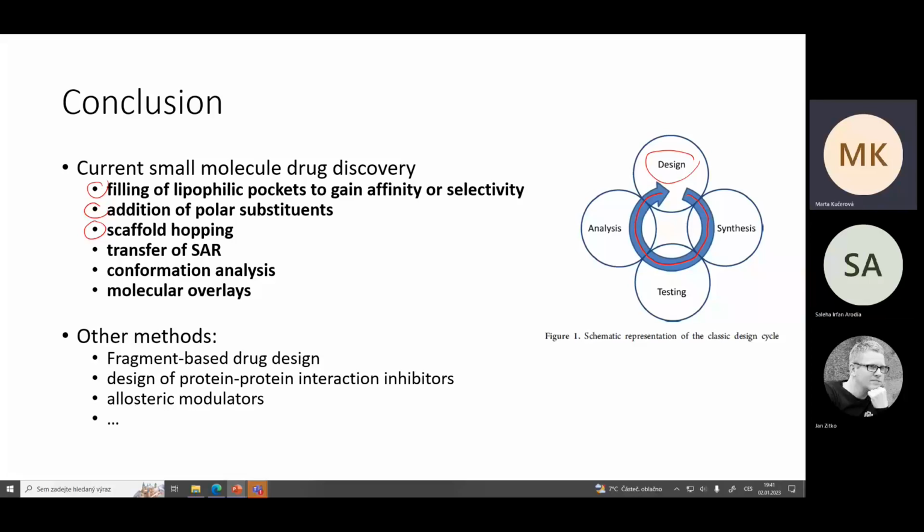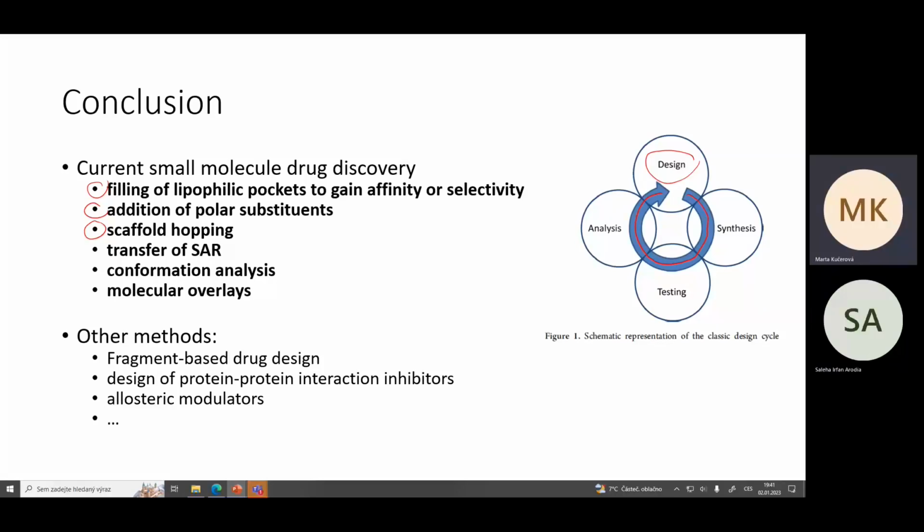We use the scaffold hopping method, where we can change different aromatic features for some analogs. We can also transfer structure activity relationship. We can perform conformation analysis, put some conformational restraints into the molecule, and perform also molecular overlays. And there are some other methods we mentioned with vemurafenib, the fragment-based drug design.